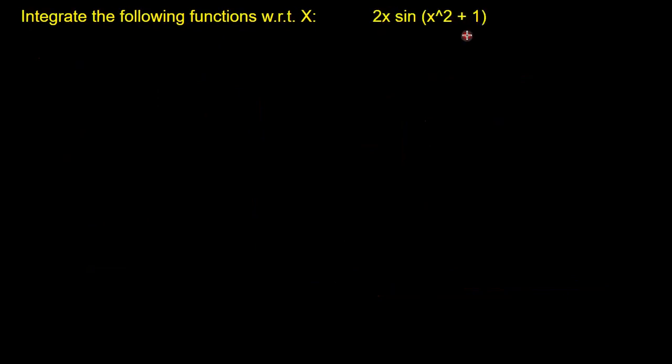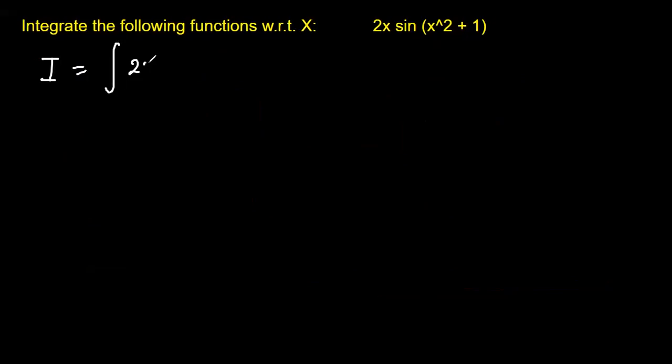Yes, let's see this one. 2x sin(x squared plus 1). So we are going to integrate. I is equal to the integral of 2x sin(x squared plus 1). Now, what should we substitute so that this function gets reduced to any of those standard formulae?